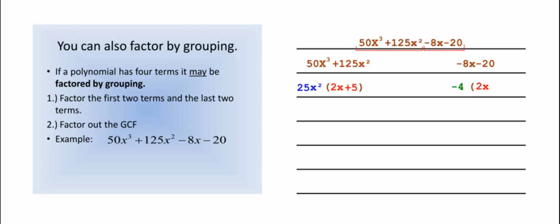So that means that it has to be positive, right? Negative 4 times what gives us negative 20? 4 times what gives us positive 20? 5, right? There we go. And if we distribute, negative 4 times 2x gives us negative 8x, and negative 4 times 5 will give us negative 20. Yeah, that works. So in that case, let's close our parentheses. There we go. We factored that out.